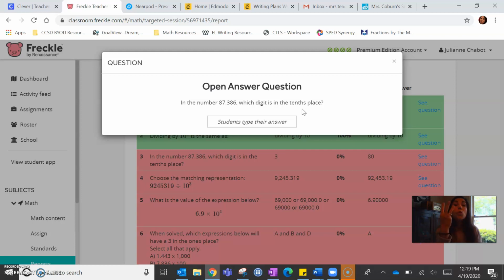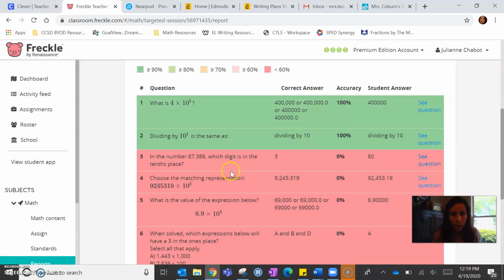1,000 has 3 zeros. So the thousandths place is 3 places after the decimal. I love that trick. I think that is so smart. So that's how you can remember that this right here would be in your tenths place. Okay? Do we want to look at one more?